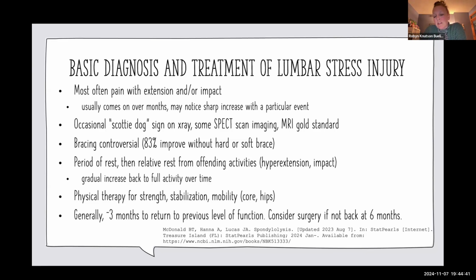I generally tell athletes this is probably a 3-month process. If we get to 6 months and they're not back, then we're talking about seeing a surgeon.